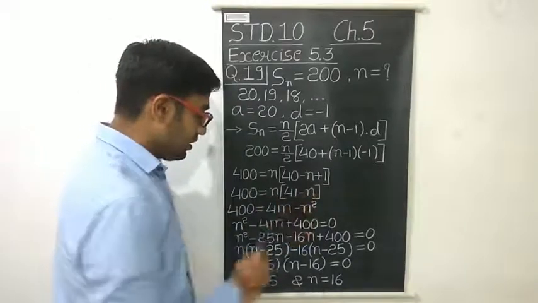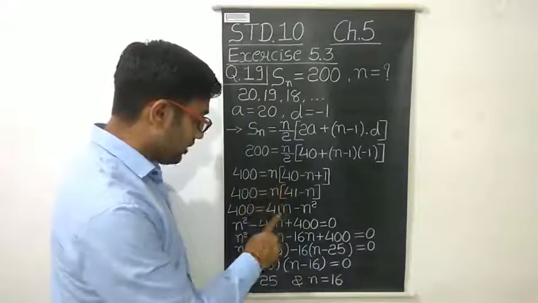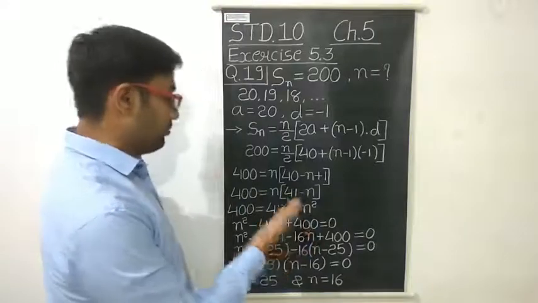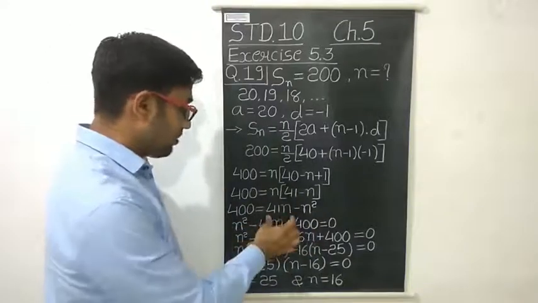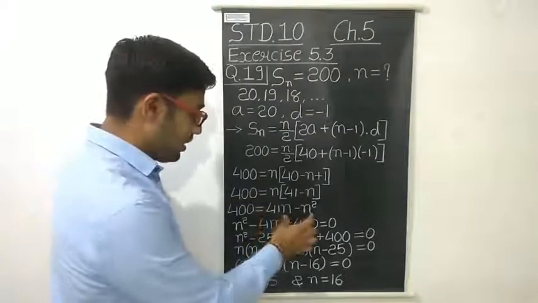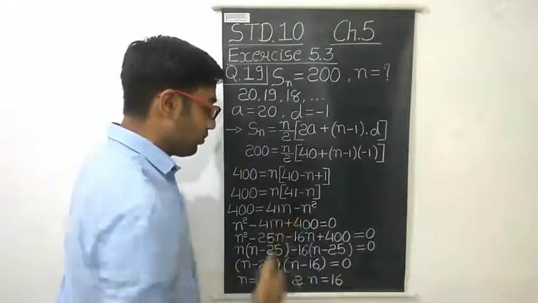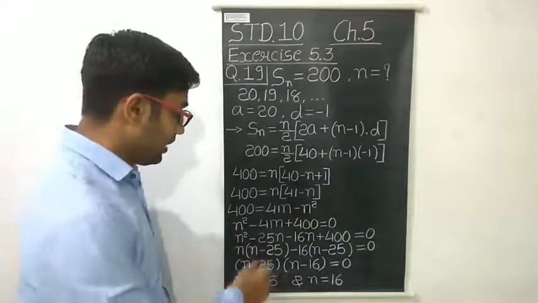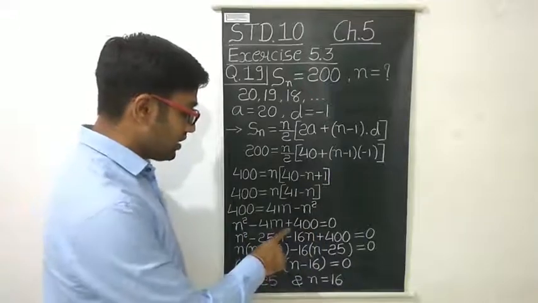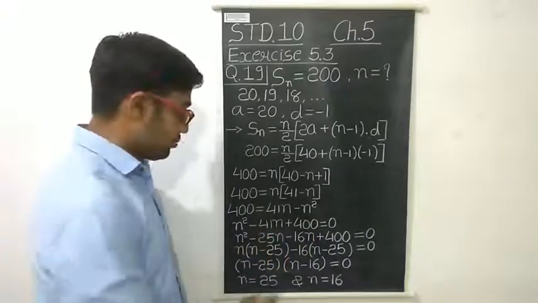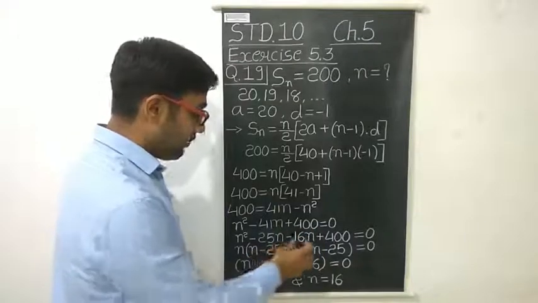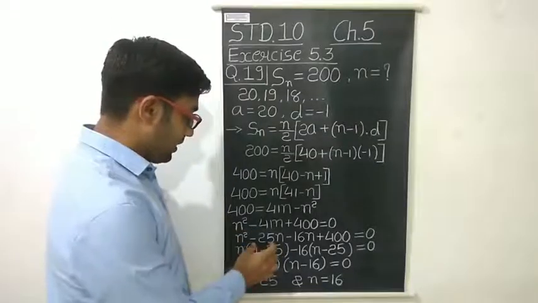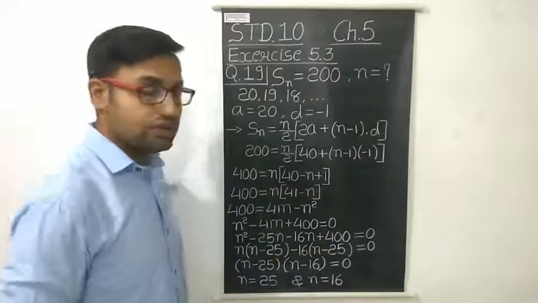Now multiply this n into the bracket, we will get 400 is equal to 41n minus n into n is equal to n square. So by taking both these terms to the left hand side, we will get n square as plus, 41n as minus, 400 will remain plus, is equal to 0. So now this will become a quadratic equation. So let us solve it by splitting the middle term. Factorize the 400 such that the addition of both the factors will become 41. So we can factorize the 400 as 25 into 16. 25 sixteens are 400. So n square minus 25n minus 16n plus 400 is equal to 0.